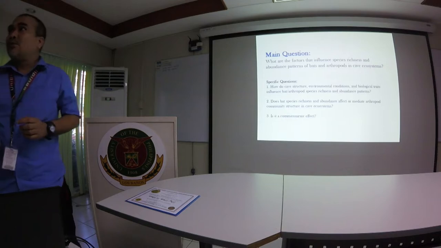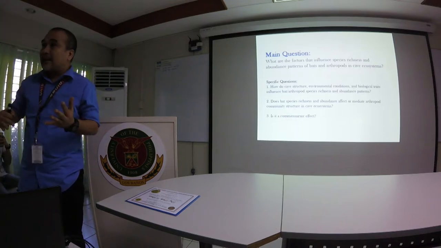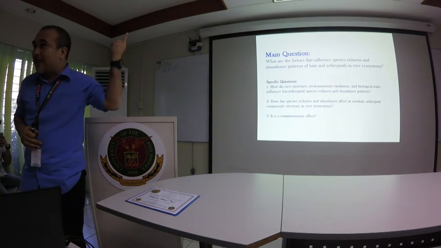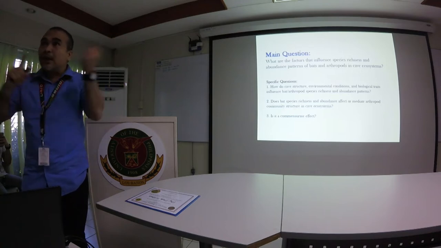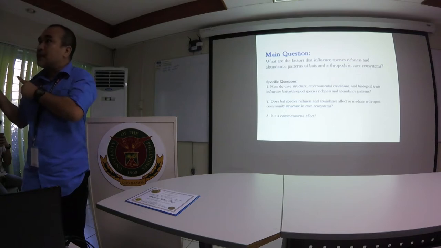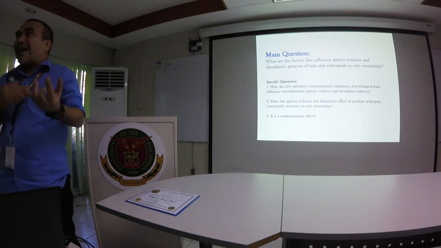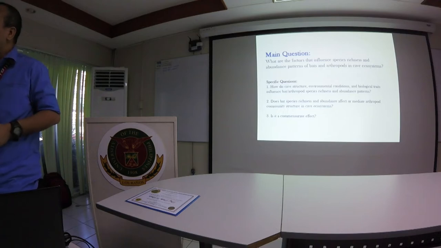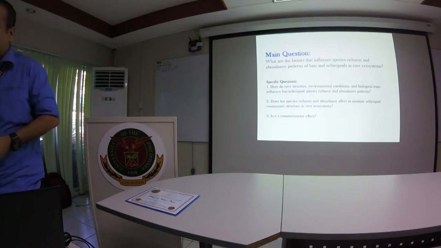And my third question is, is it a commensurate effect? Is there a one-to-one correspondence? So if you have a high diversity and high abundance of bats, does it correspond to a high diversity and abundance of arthropods? And at the other end of the spectrum, when you have low diversity and low abundance of bats, does it also translate to low diversity and abundance of arthropods?